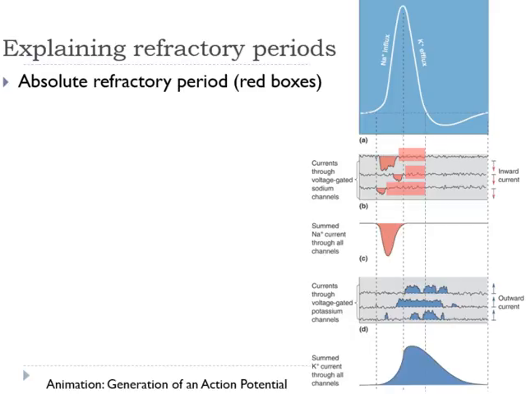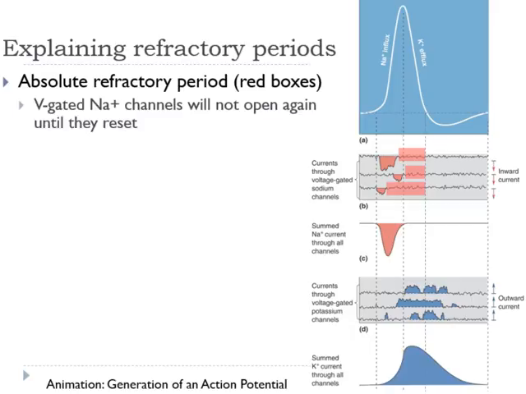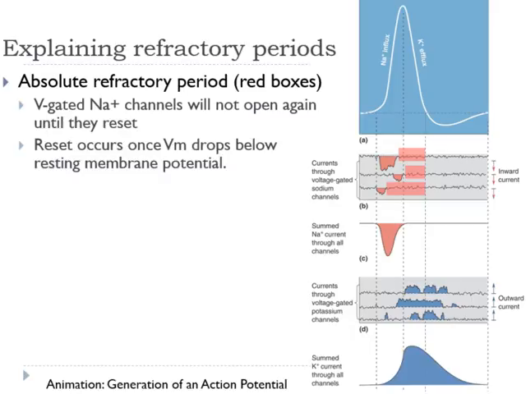The absolute refractory period, as it said a few slides ago, is caused by the fact that all of your sodium channels have inactivation gates. And once those inactivation gates plug up the channels, those channels cannot open again until they reset. And they won't reset until you get back down to your resting membrane potential. So the absolute refractory period occurs from the moment all the various channels close, which is happening right after they inactivate, until such time that they can reset, which won't happen until you repolarize back down to resting membrane potential.